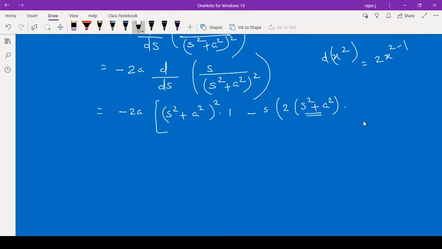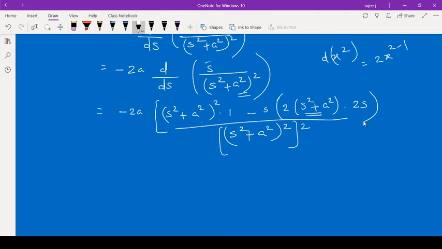So derivative of s square plus a square will be what? Derivative of s square is 2s will come. Okay, so this much terms will be there in the numerator divided by denominator square. S square plus a square square the whole square. So denominator, that means this denominator into derivative of s is 1 minus numerator s into derivative of denominator. It is 2 into s square plus a square into derivative of this inner function. S square plus a square derivative is 2s divided by denominator square.